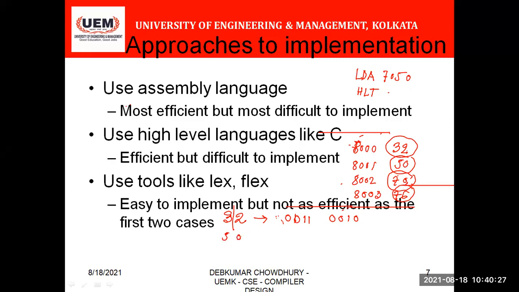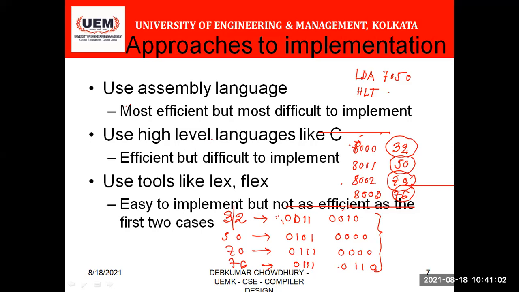Next is 50. First is 5, which we represent with 4 bits as 0101, and then 0000 for 0. Then 70: 7 is represented by 0111 and 0 by 0000. And 76 can be represented by 0111 for 7 and 0110 for 6. Now look at how easily this machine code, or binary code, has been generated.